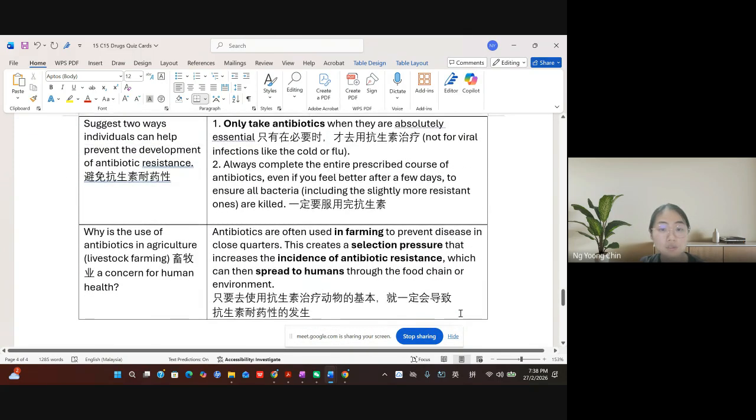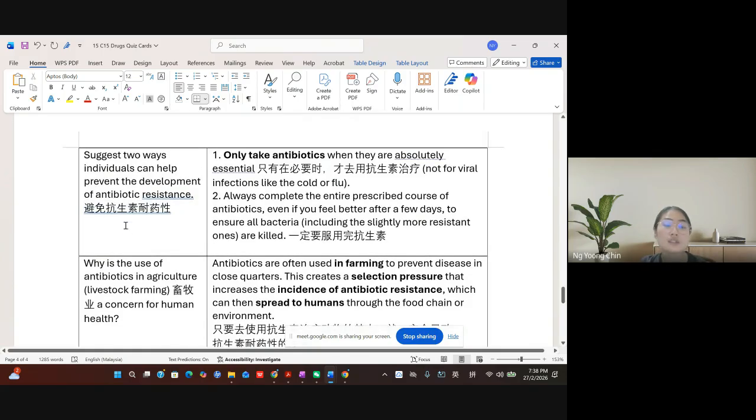Okay, so if the question asks: suggest two ways the individual can help to prevent development of antibiotic resistance. So they will only take the antibiotic when it is absolutely essential. So just take antibiotics when you need them.